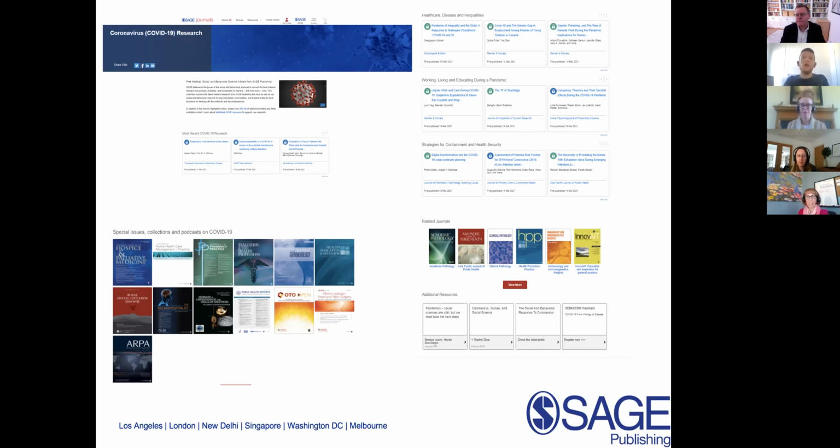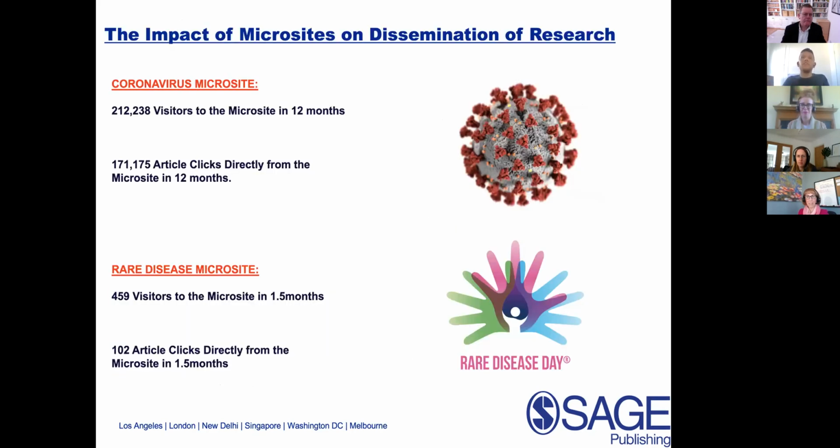So if we go on to the next slide, I've got two sets of statistics from two different microsites to discuss the impact microsites have on publications. So we're going to look at the number of people viewing the microsite and how many of those people then go on to view articles directly from the microsite. There are other metrics we could look at, but this is purely to demonstrate how much of an impact microsites make on publications.